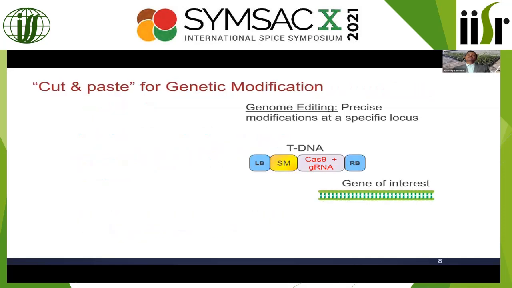So this can be compared with our day-to-day cut and paste in Microsoft Word or on our cell phones. This technology is not new. It has been there for quite a long time. But before 2013, most of the gene editing was done using zinc finger nucleases or TALENs.